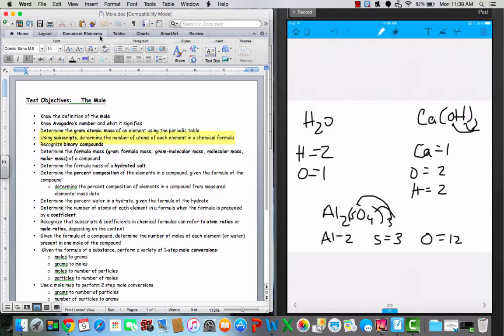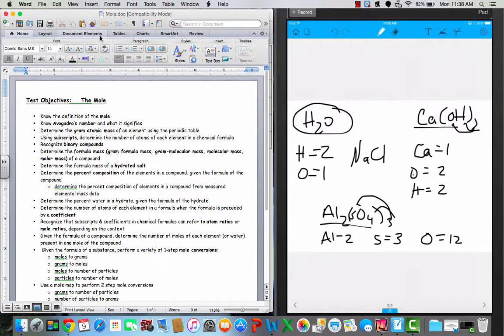The next bullet says recognize binary compounds. Binary means 2 types of elements only. So water is binary. NaCl, sodium chloride, is binary. Calcium hydroxide and aluminum sulfate are not because they have more than 2 types of elements. 1, 2, 3, 1, 2, 3 in this case.